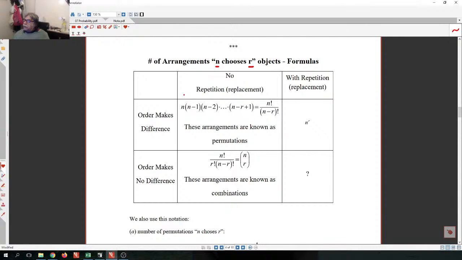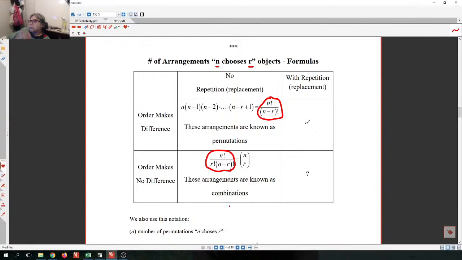But we said in cases when you have no repetition and the order makes difference, we call it permutation. So we have this particular formula that we use to calculate permutations. And then also we said when the order makes no difference, then we have a smaller number of choices, and any kind of arrangement like that we call a combination, and the number of combinations is by this formula. Okay, that's one thing.